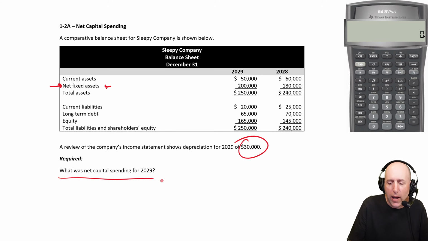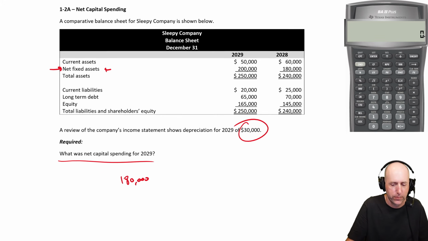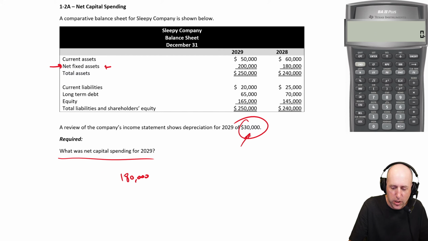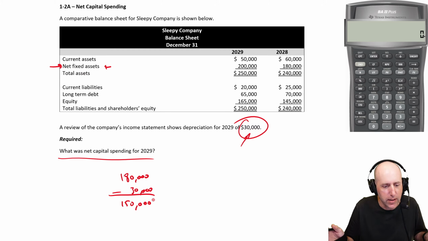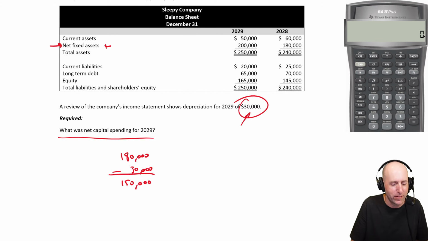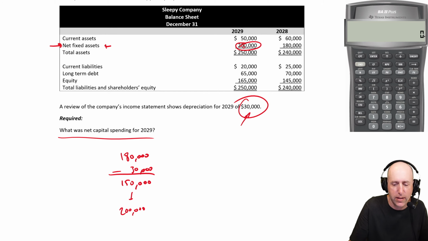Okay, so I like to tell the story of this line item. Here's the story. I had $180,000 in assets last year. This year I had depreciation of 30. So I would think, barring any capital spending, if I didn't spend any money, I would have $150,000 in assets. But I don't have $150,000 in assets. I actually have $200,000 in assets at the end of this year.